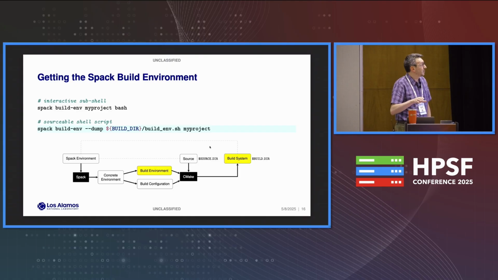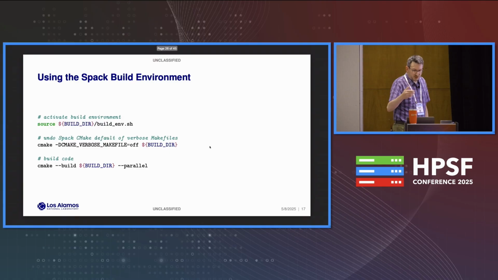There's two ways to do this: interactively with the build-env command that drops you directly into a subshell, or, what is more scriptable, by dumping it into a sourceable script file. Okay, so once you have that sourceable script file, you can then run CMake directly in this environment. The first thing I do is typically turn off this verbose build, which Spack has on by default, which is really just noise for most developers. But you can run any other CMake command now once you have sourced that environment.